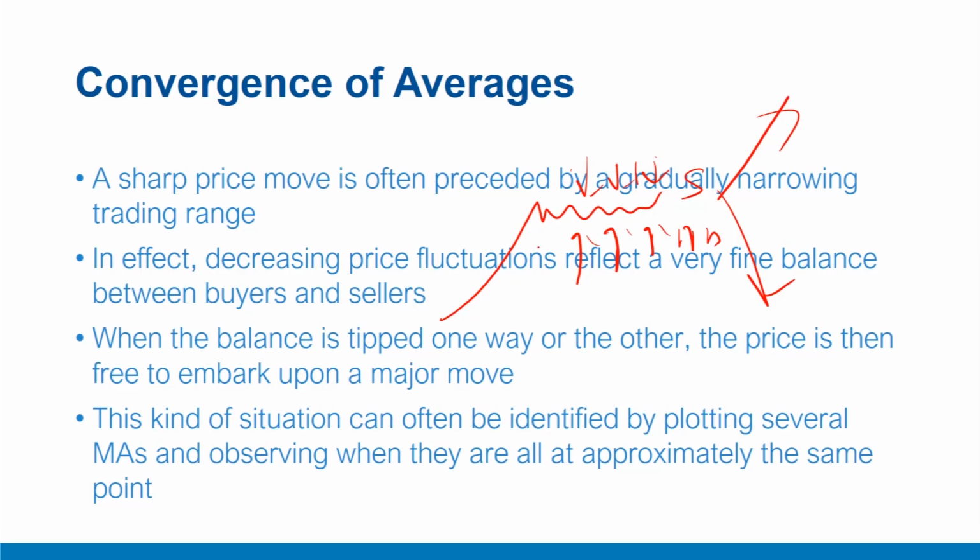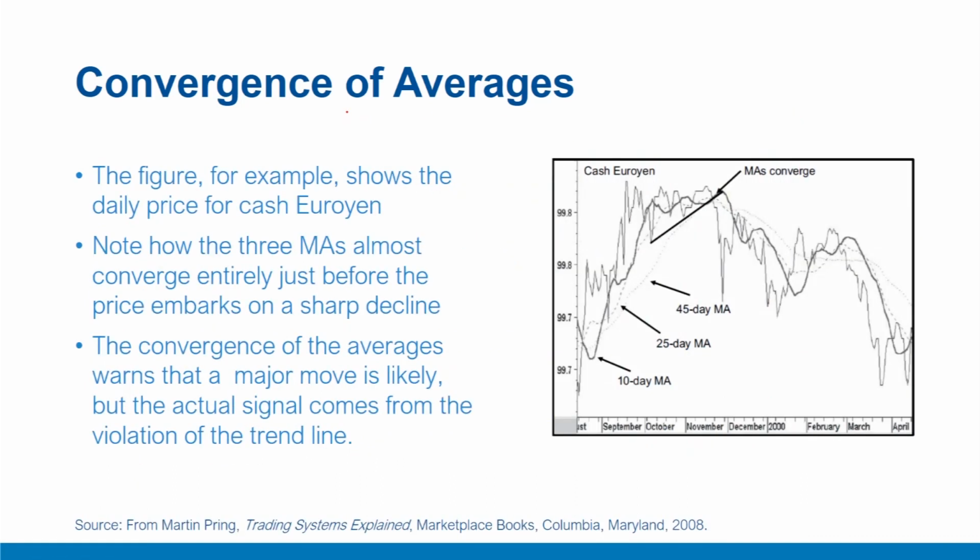This kind of situation can often be identified by plotting several MAs, multiple MAs, and observing when they are all approximately at the same point or converging with each other. Have a look at this diagram here. The figure shows the daily price for cash euro yen. Notice the three MAs: 10-day MA, 25-day MA, and 45-day MA.